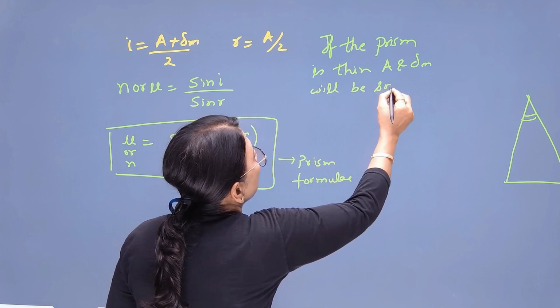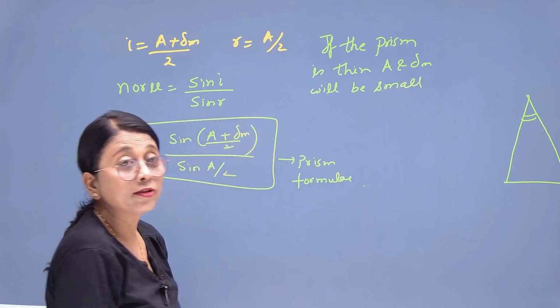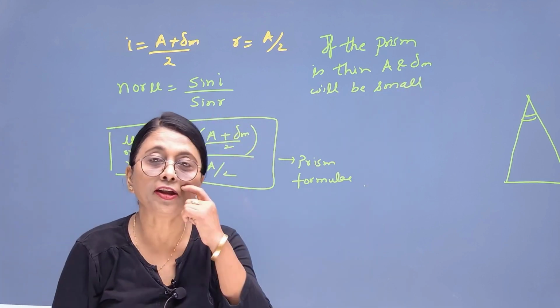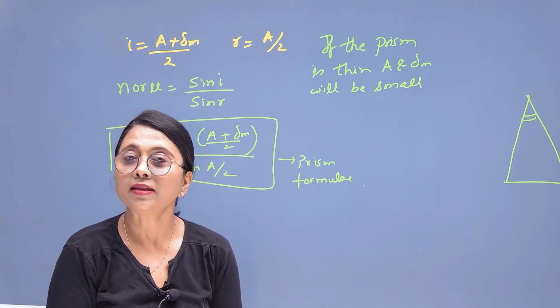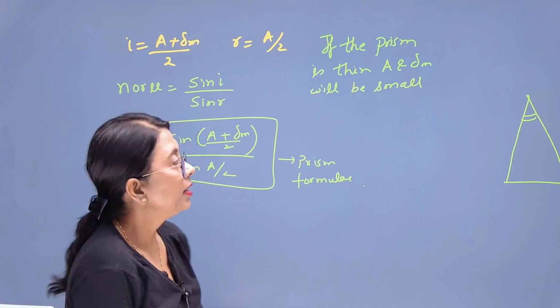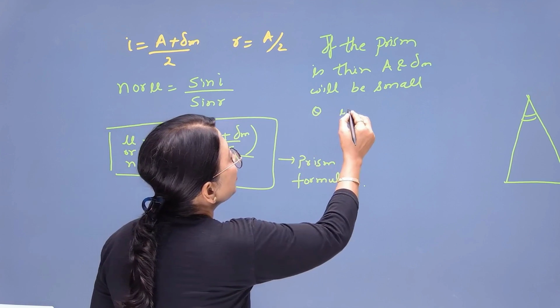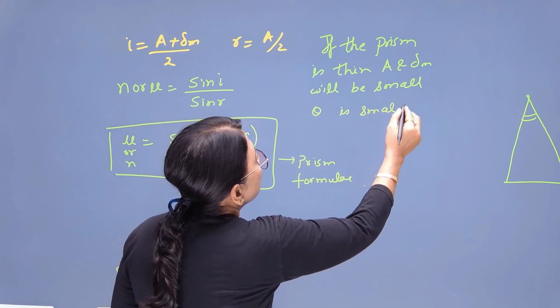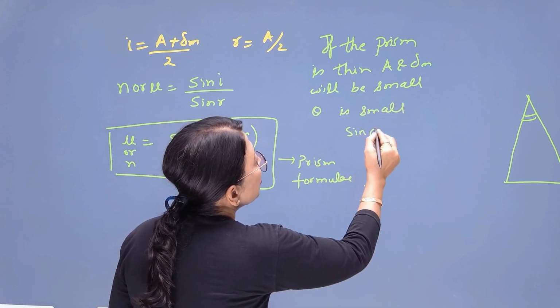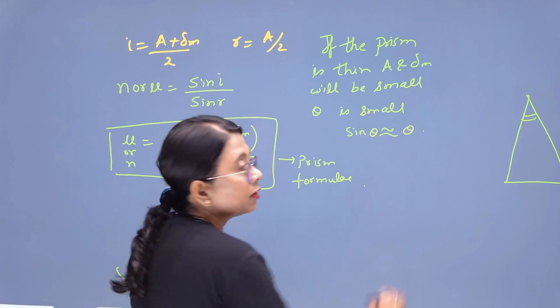ये दोनों छोटे होंगे. If these two are small, you know that if the angle is very small, sin theta is nearly equal to what? Theta. If theta is small, that means sin theta is nearly equal to theta. This conclusion we know.